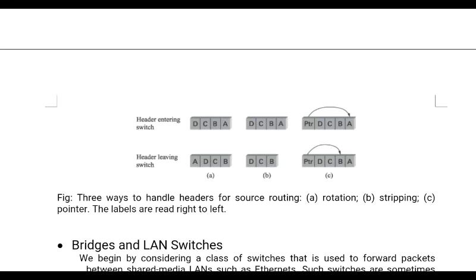The next one is stripping. When the packet enters that switch, it is going to forward on port number A, and that entry will be deleted. Is it clear? Next, remaining is only DCB, and when the second switch receives the packet, it is forwarded on port number B. Then it is deleted. Next only DC remains. When the switch receives the packet, it is forwarded on C, and it is going to delete that. Next, when it reaches the last one, it is going to forward it on port number D. So this is the method called stripping.